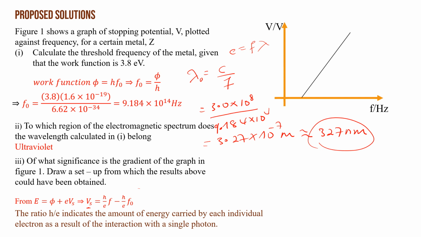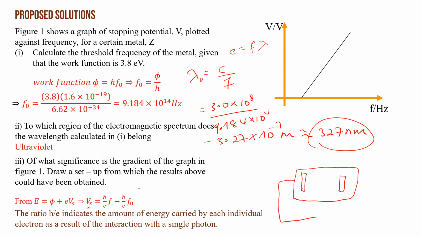Now the next part says draw a setup from which the result above could be obtained. So what they are asking is simply the setup which you can draw in order for us to determine the stopping potential. So we can have a metal surface. This can represent my metal surface.